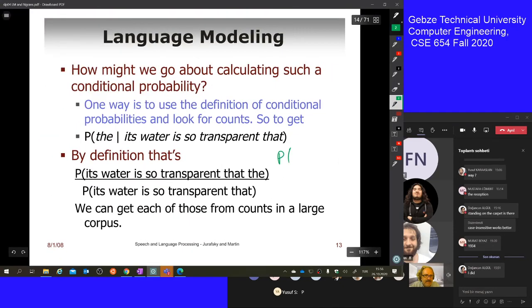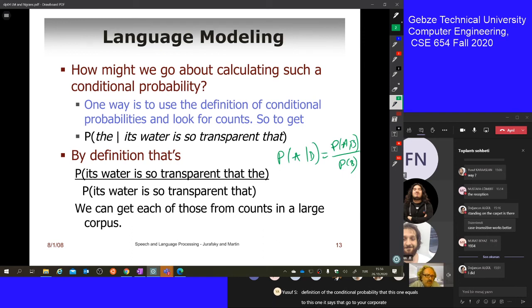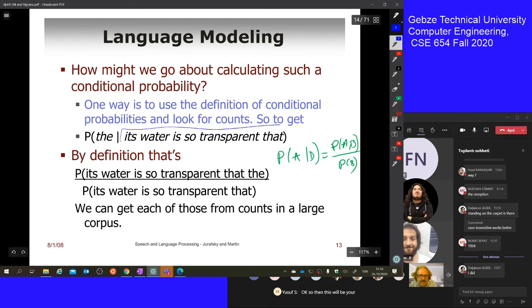P(A|B) is P(A and B occurring together) over P(B). If this is the formula, this is the definition of the conditional probability, then this one equals to this one. It says that go to your corpora, the Google corpora, and count the number of times that you have seen "its water is so transparent that". This is your B, and this is your A. Given B, the probability of A is equal to P(AB) over P(B).